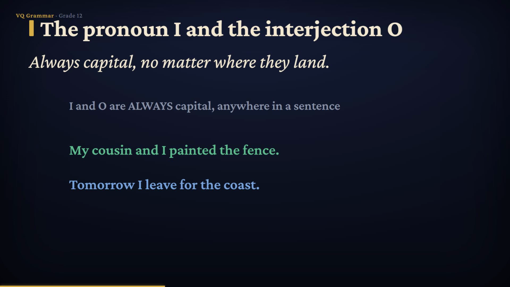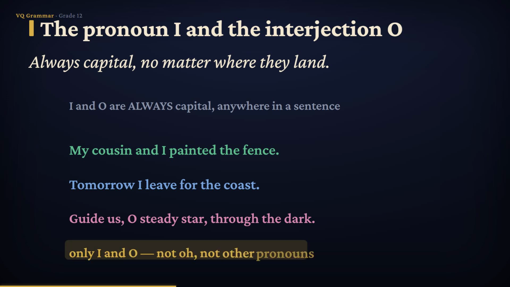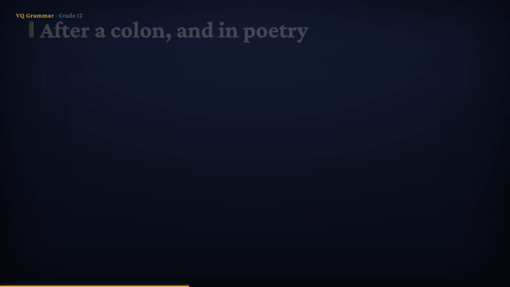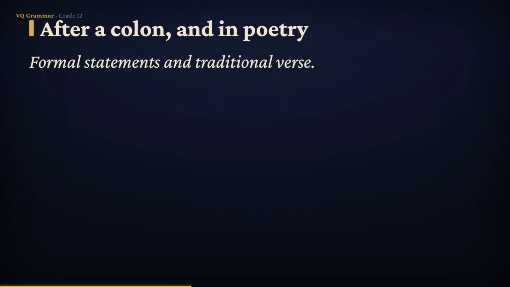Second, the interjection O, the formal poetic O you meet in speeches and old poems. Guide us, O steady star, through the dark. That O is always capital too. 2 cautions here. This is only the single letter O, not the everyday Oh with an H, which is capitalized only when it opens a sentence. And no other pronoun gets this treatment. He, she, we, and they all stay lowercase in the middle of a sentence. Just I and O.